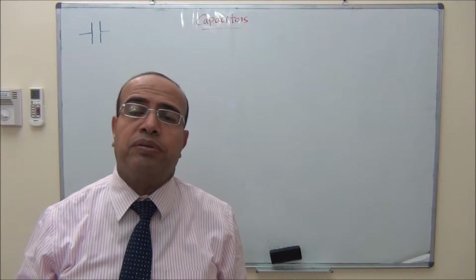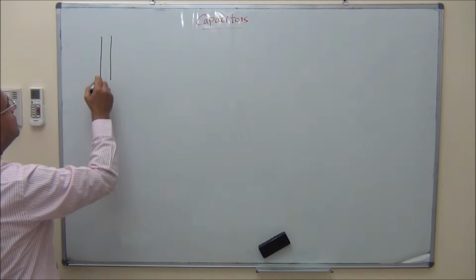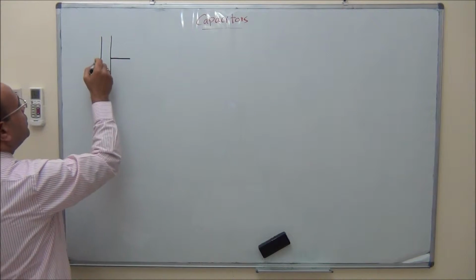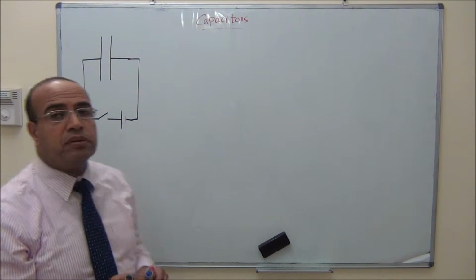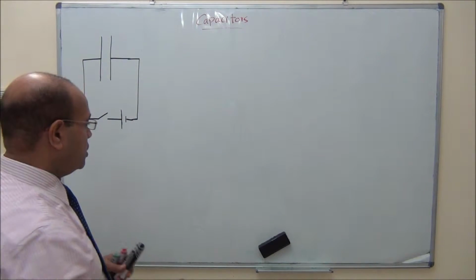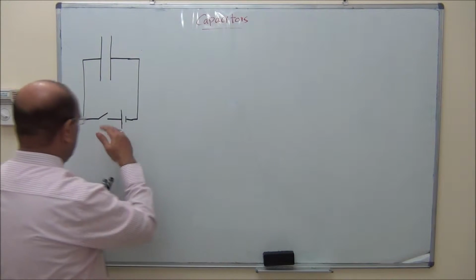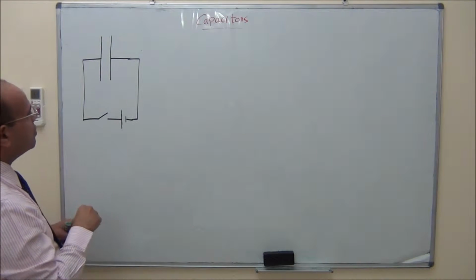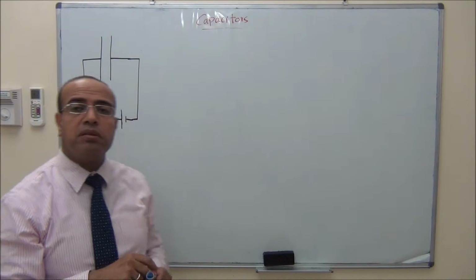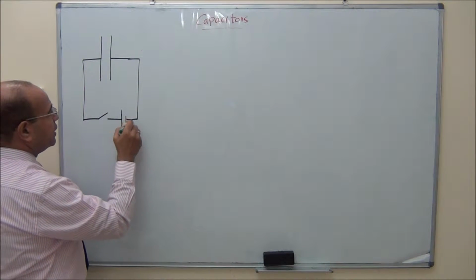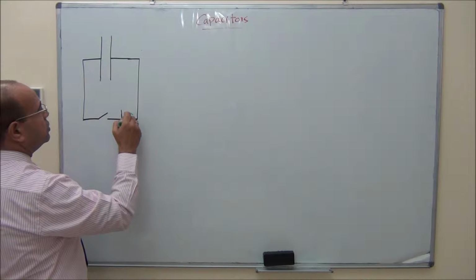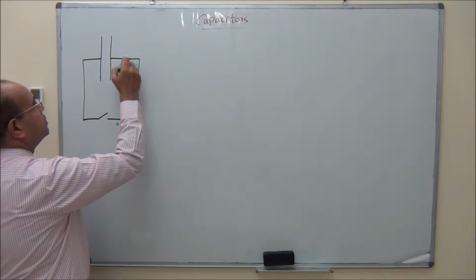How can that capacitor store energy? There are two plates connected to the circuit. What happens when the switch is on? When the switch is on, the electrons move around the circuit from the negative to the positive. So that is the direction of it.